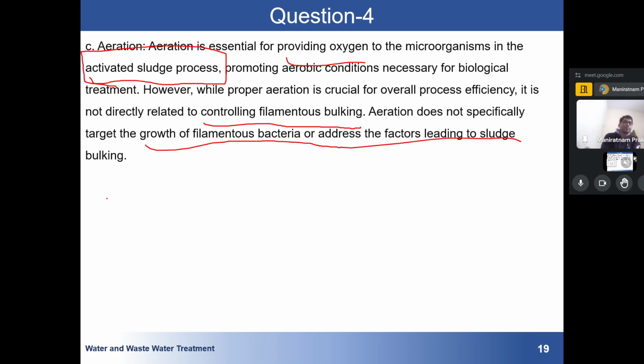So that's why, and also remember, during the providing of aeration, we are not promoting any kind of growth. We are just simply providing some oxygen to the system. So that's why this is not related to filamentous bacterial growth.